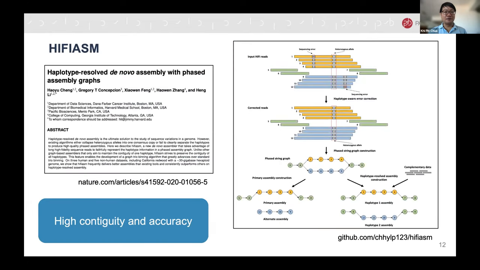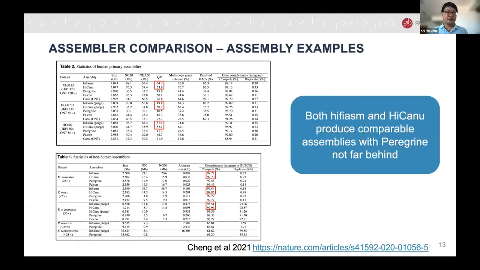So hifiasm has been recently published, and it currently generates very high contiguity and accuracy. I highly encourage you to look at this paper on the algorithm of how it works. In the paper, it also compares against multiple assemblers, for example HiCanu, Peregrine, as well as our old favorite assembler, Falcon. You can see that hifiasm and HiCanu generate very highly accurate assemblies. They are pretty comparable, with hifiasm having a slight edge, and Peregrine is not too far behind.